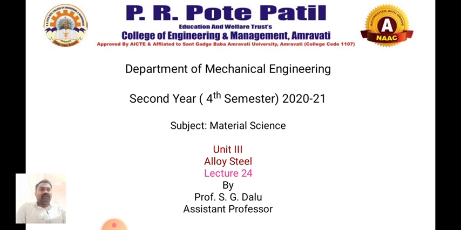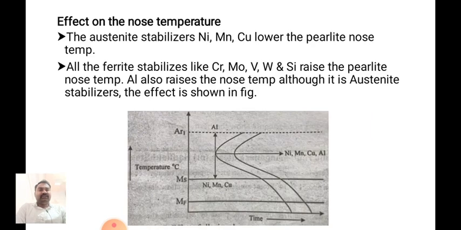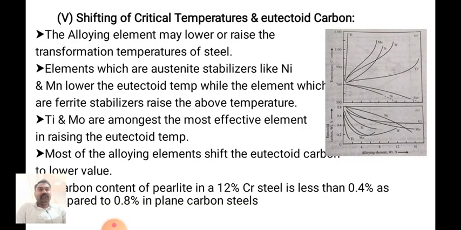Now, basically, what is alloy steel? Alloy steel is steel which contains some alloying elements in addition to carbon. The carbon content is between 0.008 to 2% carbon. That steel is known as an alloy steel. Now we have started the effect of alloying elements on the steel.